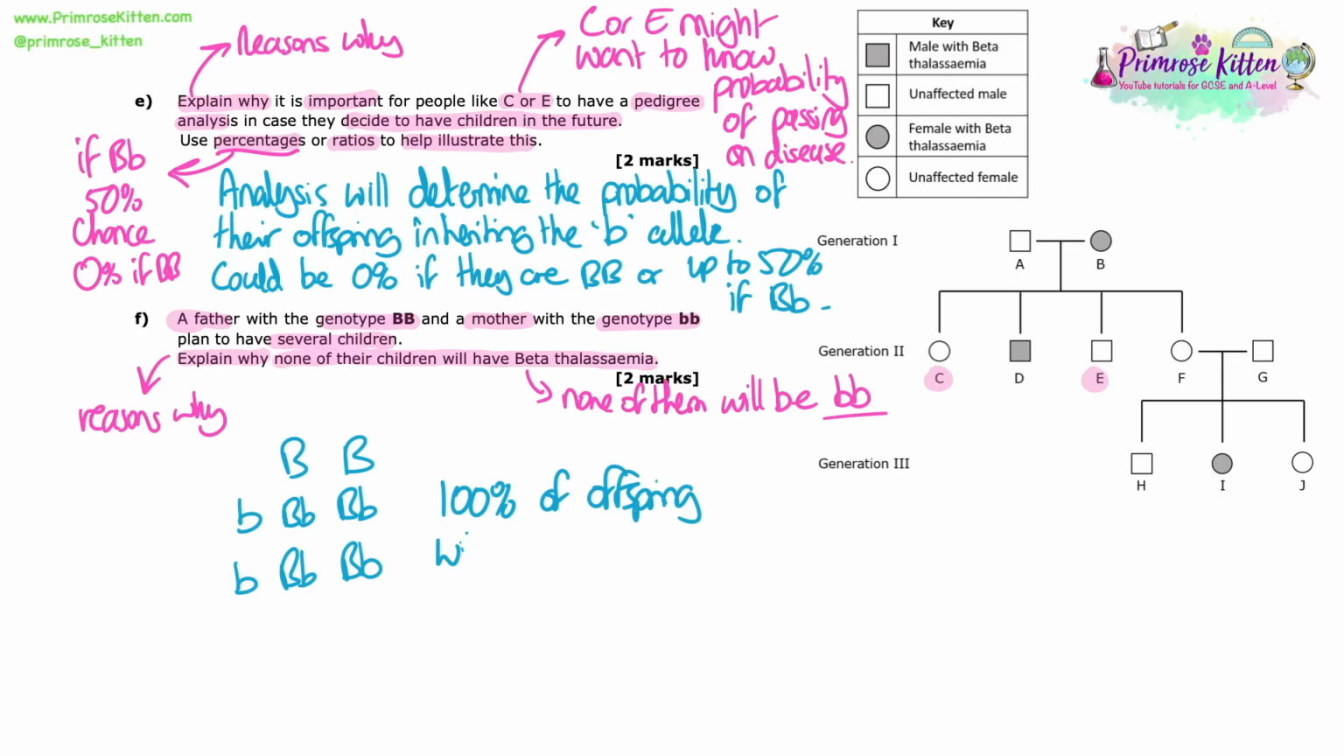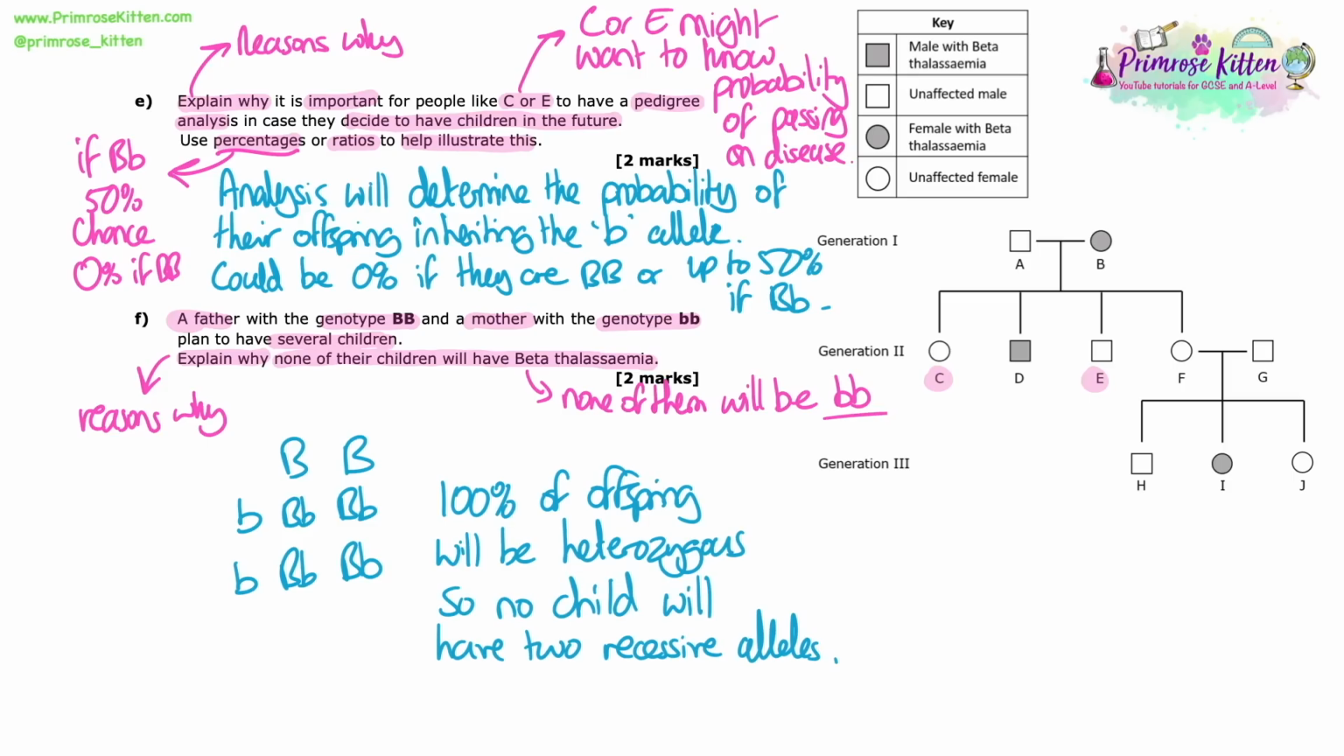So they're going to all have at least one dominant allele and one recessive allele. So they'll all be carriers, but none of them will be homozygous recessive. So none of them will have the disease. So you can say none of them will have two recessive alleles. You could say they can only get one recessive allele from mum, and so therefore they can't have two because the father can only donate capital or dominant alleles.